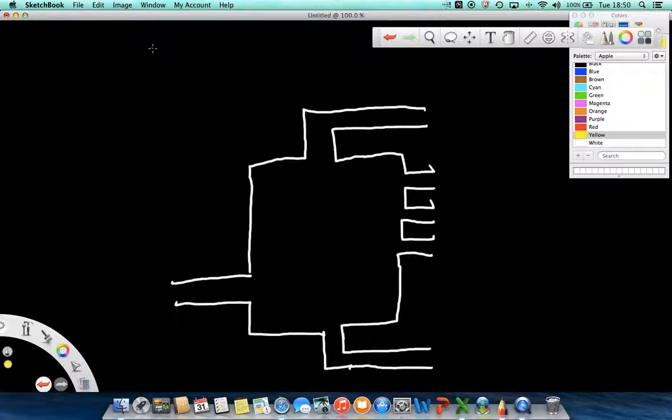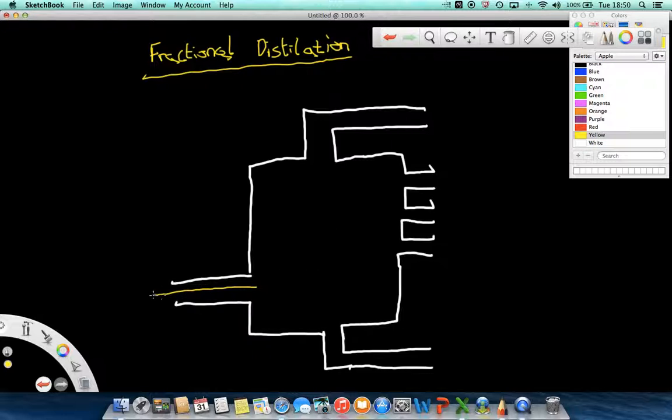Okay then guys, in this video we need to have a look at something called fractional distillation. This is what is used to separate all of the different alkanes found in crude oil. So to begin with, we have our crude oil being put into the fractionating column at the bottom. So crude oil goes in here.